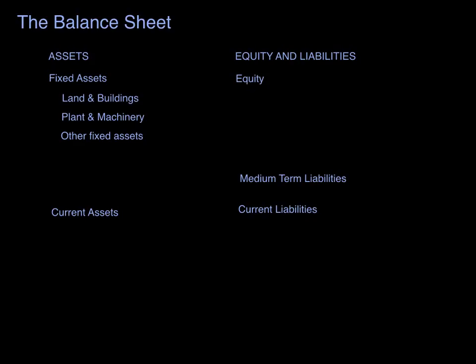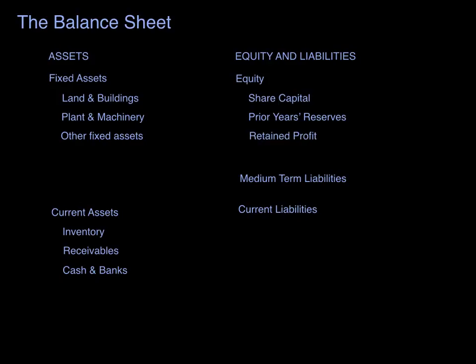Current assets include inventory, that is stock the company is holding for sale, receivables, money the company is waiting to receive from customers to whom it has sold on credit, and finally cash, shown as cash and banks. Equity is the total of what the shareholders have paid in, their share capital plus past profits reinvested in the business, prior year's reserves, plus the current year's retained profit.